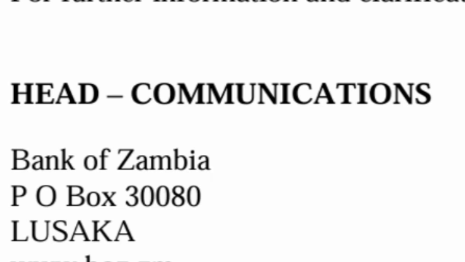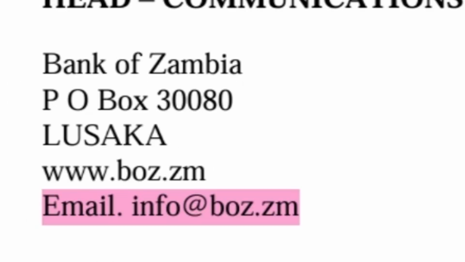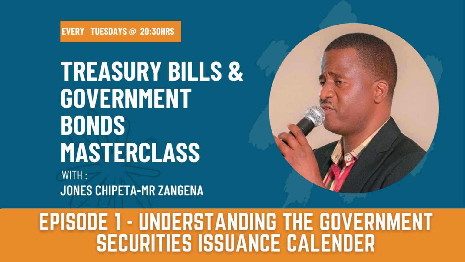If you are not an email person, you can write them a physical letter and send it via post. But of course, most of the information, they publish it here on their website, www.boz.zm. So what have we been talking about today? We've been talking about the government securities issuance calendar.